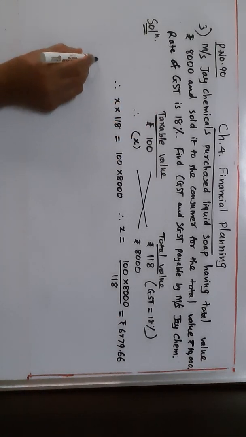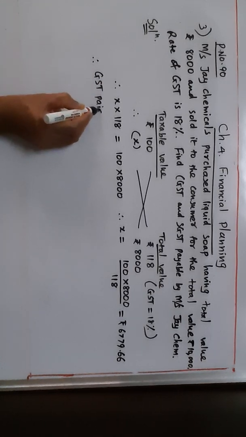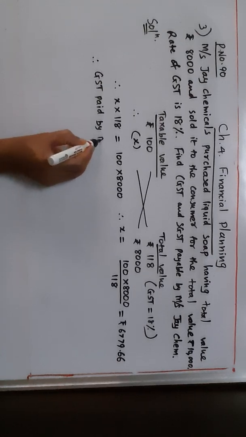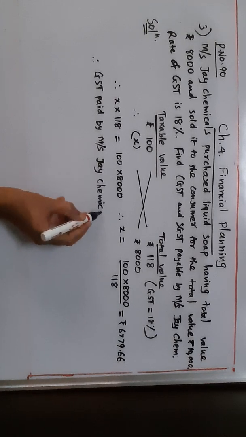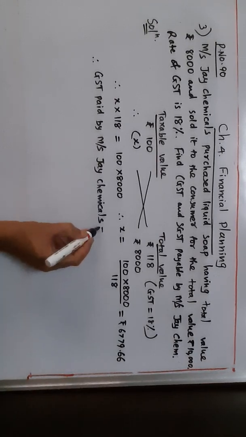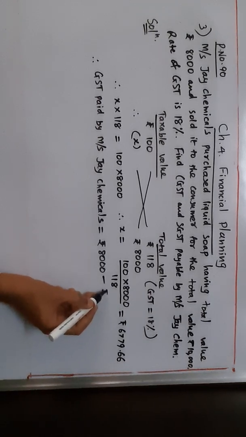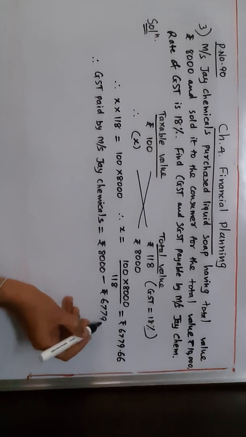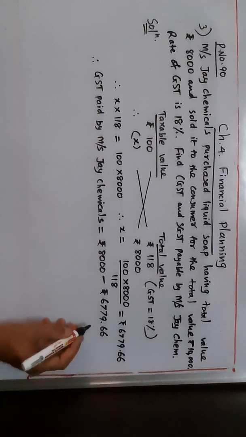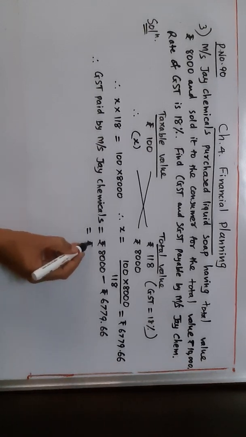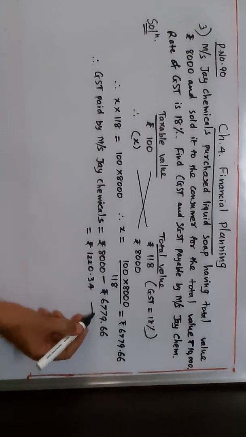So what we have to write: therefore, GST paid by Messrs J Chemicals will be equal to what? The total value is rupees 8,000 minus the taxable value. The taxable value is 6779.66. And so the final answer would be rupees 1220.34. This is answer number 1.